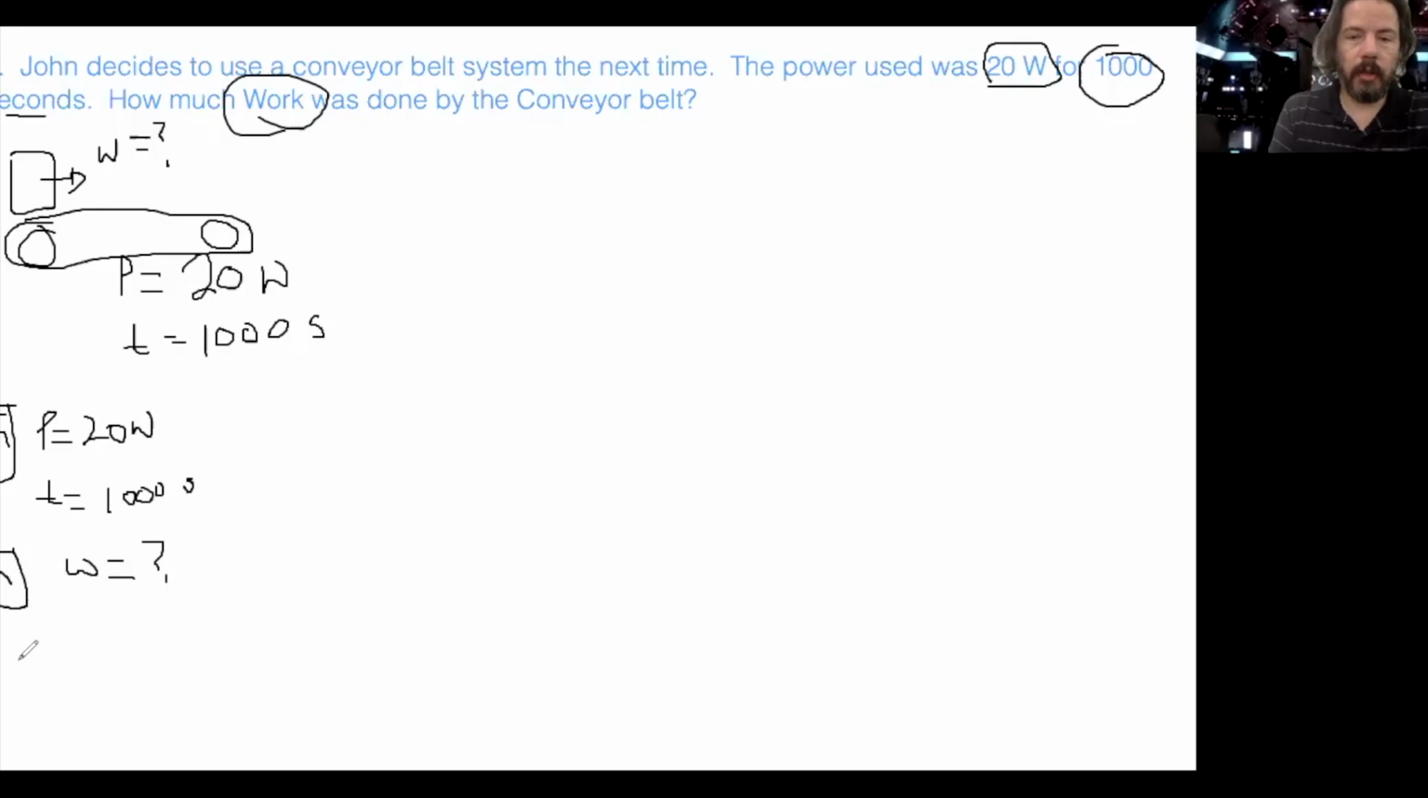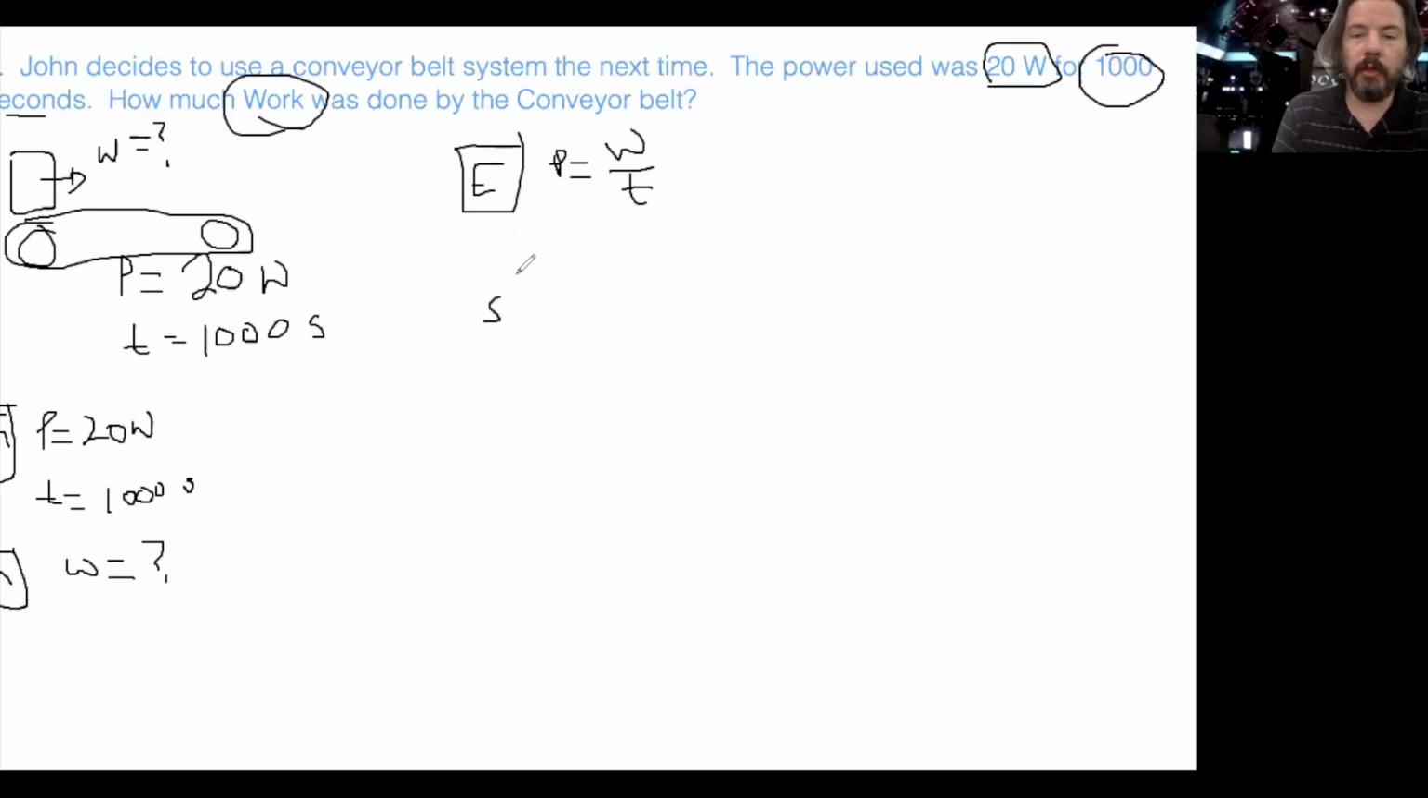And now I'm going to select an equation. So our equation is going to be something that should have power, time, and work all in the same equation. And if you look on your equation sheet, you will see power equals work divided by time.